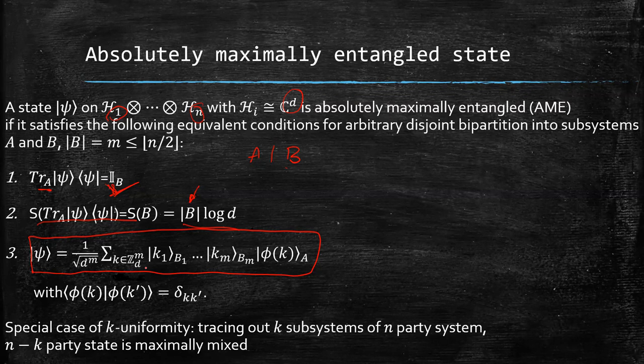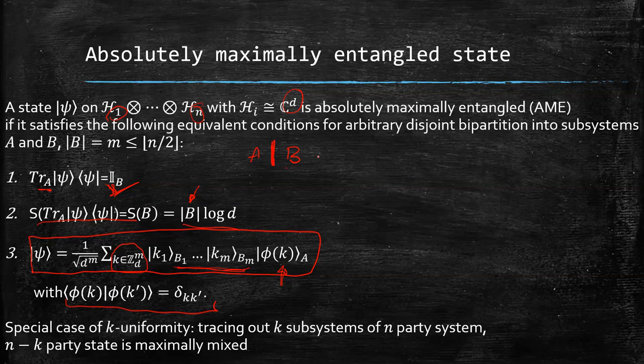Okay, thanks. So in point three, you have the form of this state, and it is important that here you just sum up over vectors in the space of the region B. And here in the region A, you have some vectors as well, with the property that all of them are mutually orthogonal. And this is all equivalent to each other. And this is the definition of a maximally entangled state with respect to a specific cut A and B.